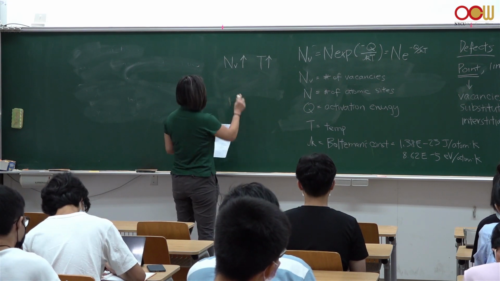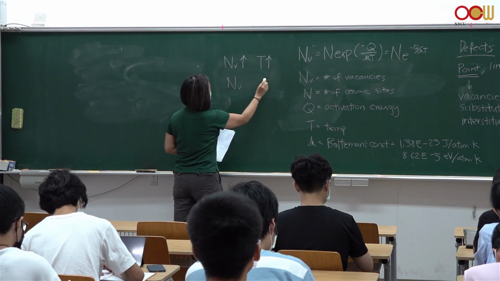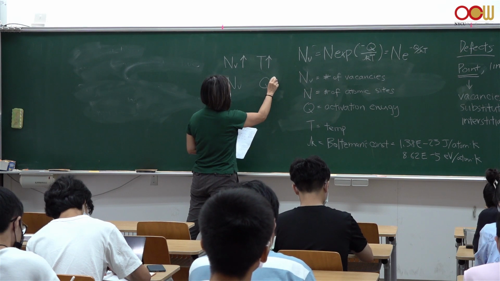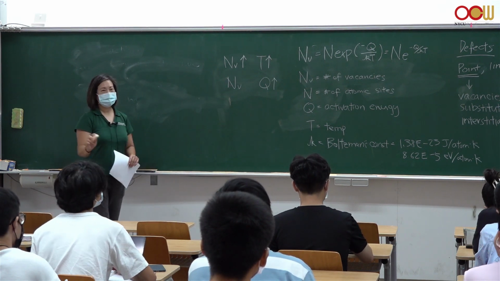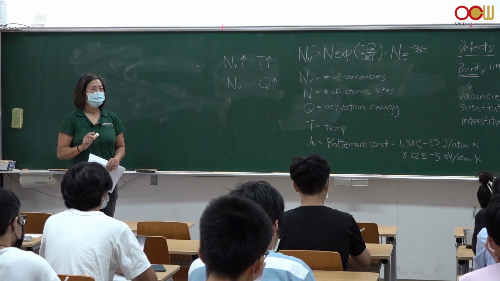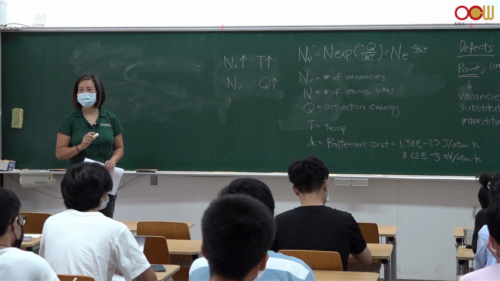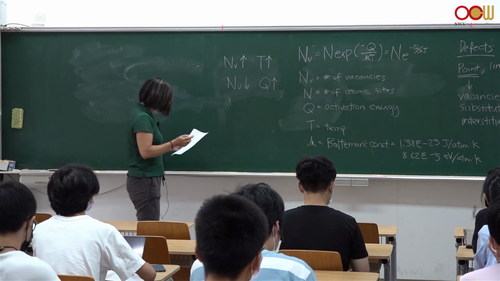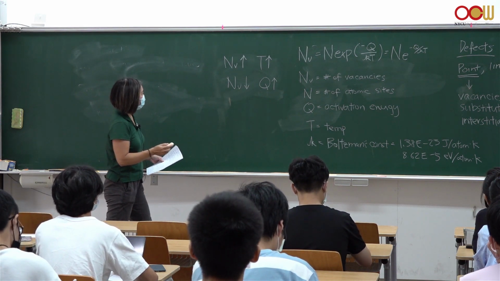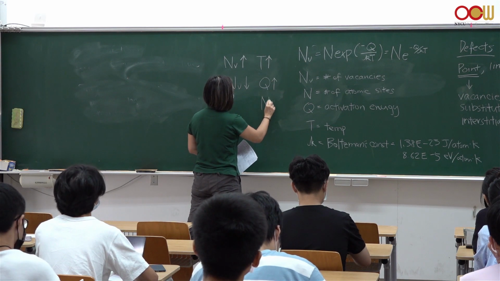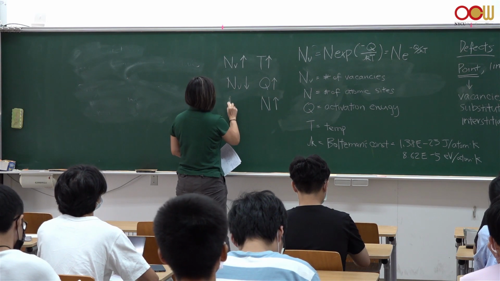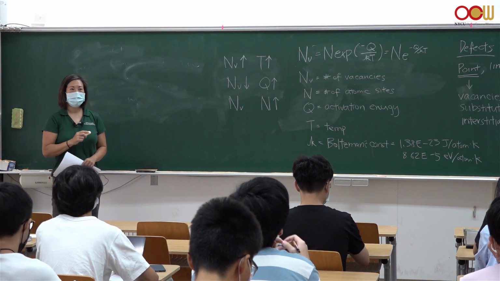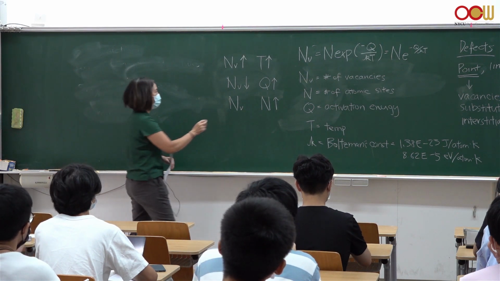If you were able to change the activation energy, let's say you increase your activation energy and you keep T constant, would n sub v go up or down? Down. Okay. All right. If you were to increase the number of your atomic sites, your N, and keep everything else the same, would you expect your n sub v to go up or down? Very good, up.